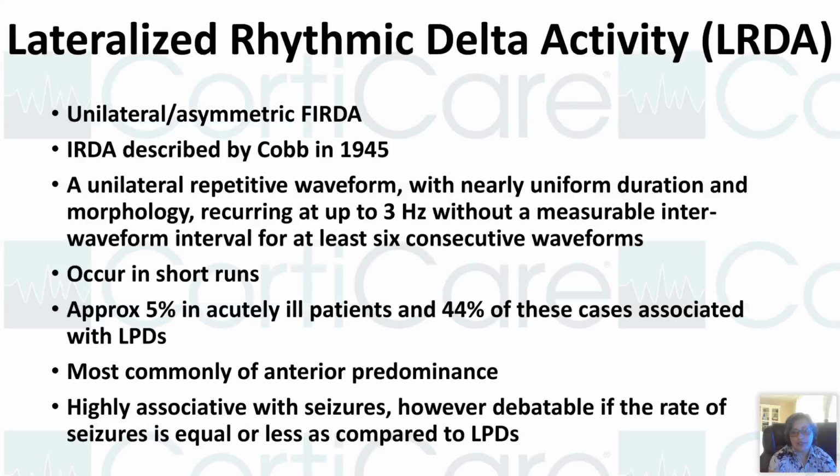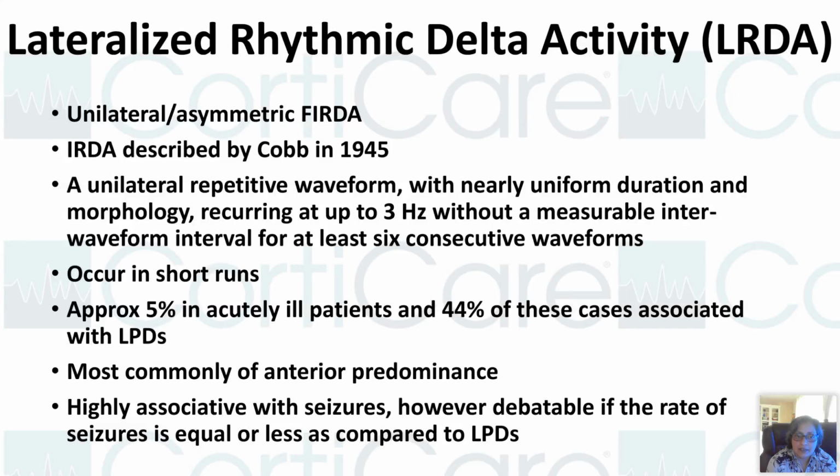The second pattern is lateralized rhythmic delta activity. Very old research papers are talking about this rhythmic pattern as unilateral or asymmetric FIRDA. The term IRDA, the intermittent rhythmic delta activity, we don't use it anymore. It was described in 1945 to discuss the rhythmic slowing.